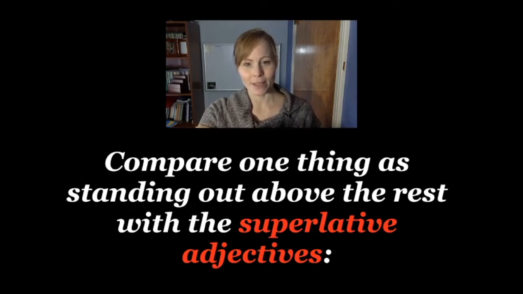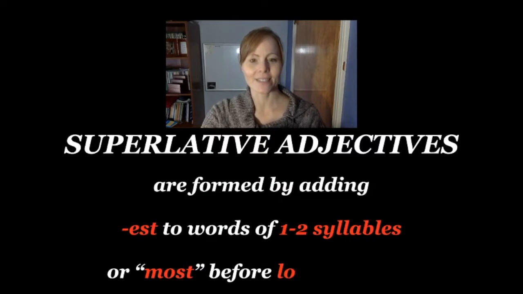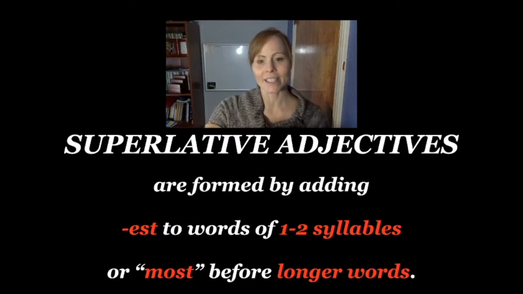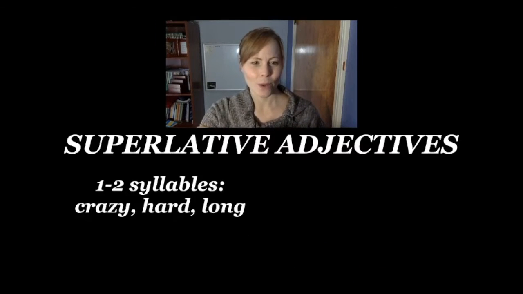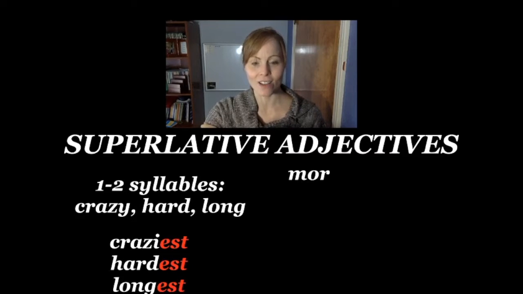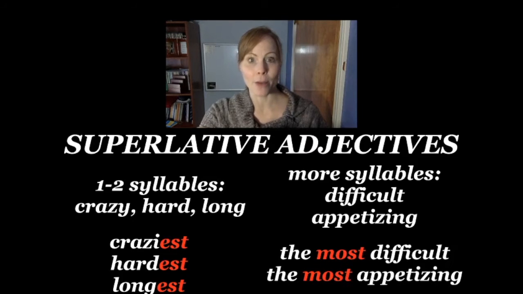Another form of comparing is to compare one thing as standing out above the rest with the superlative adjectives. So to form superlative adjectives, you add -est to words of one to two syllables, or most before longer words. For example, crazy, hard, long become craziest, hardest, and longest. Difficult and appetizing become the most difficult or the most appetizing.